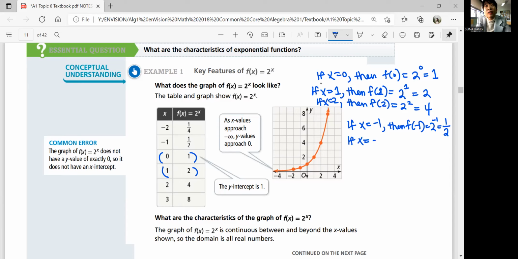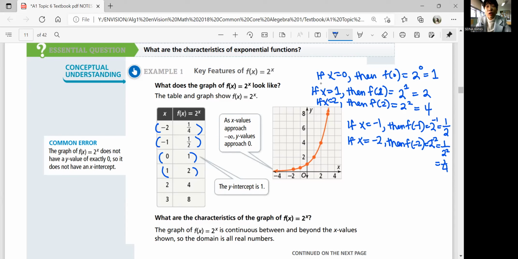If x is negative 2, then f of negative 2 is equal to 2 to the power of negative 2, which is 1 over 2 squared. That's 1 over 4. Okay, so you can see those points on the table as well. So figure out some points and plot them on the graph and try to connect them. You do not see a straight line like you're used to.